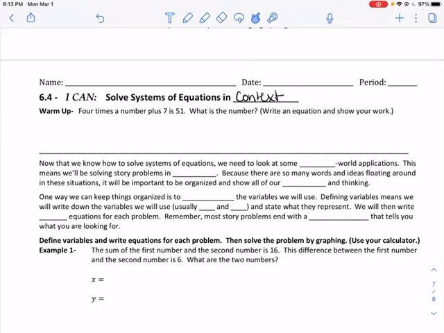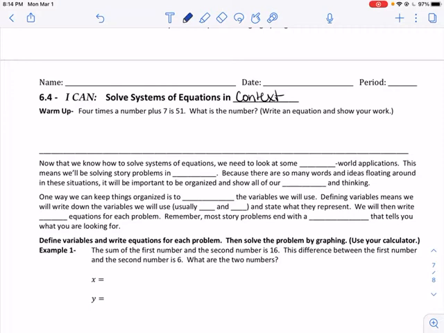Today, we're going to solve systems of linear equations in context. So basically that means when given a story problem, we're going to make a system of equations and then we're going to solve it. We already know how to solve it, so really today, we're going to focus on how to make that system of equations.